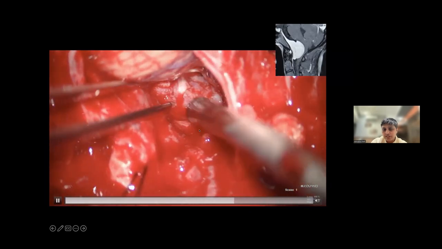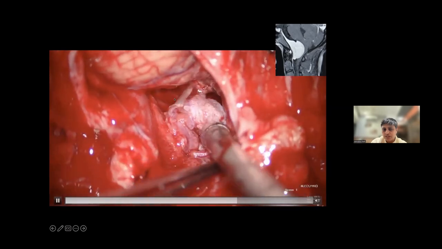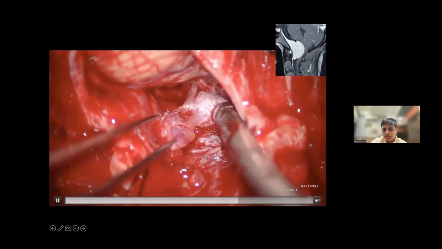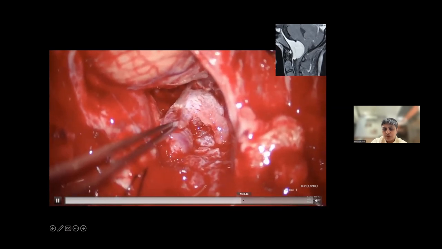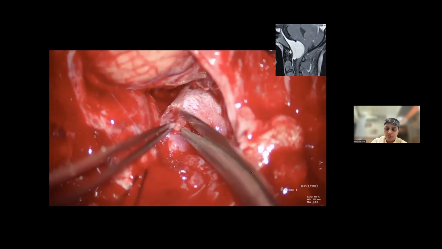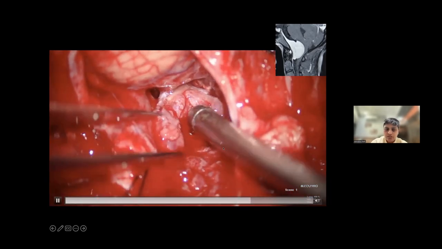These are the lower cranial nerves which are entangled and have to be separated from the tumor, as you see here. So this is one of the lower cranial nerves. And you cannot damage any of these lower cranial nerves while performing the surgery. So you dissect it out.